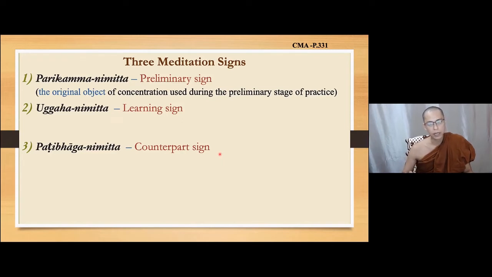The Parikamma Nimitta, the preliminary sign, refers to the original object of the concentration. If you focus on the breathing, the mindfulness of breathing, the breath is your original object. If you practice kasina meditation, the earth kasina, the earth disk prepared for the meditation is the original object. That is the original object of concentration used during the preliminary stage of practice.